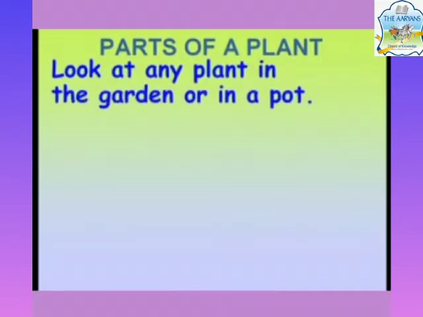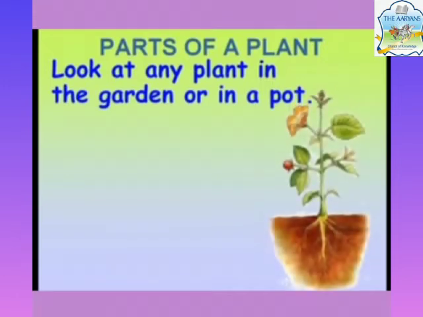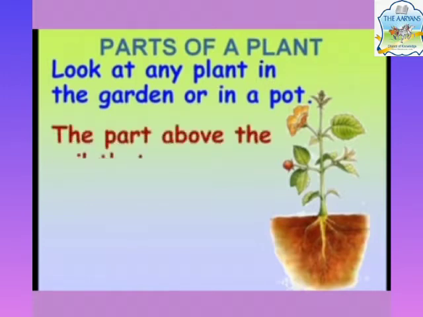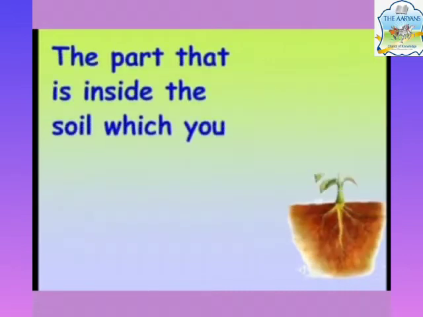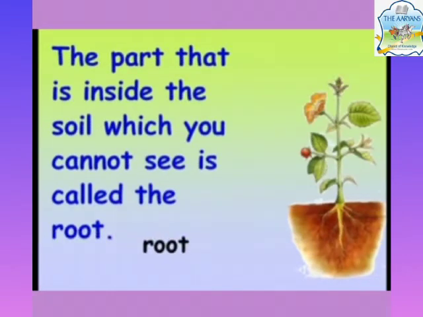Look at any plant in the garden or in a pot. You can see the part above the soil is called the shoot. Clear? And the part that is inside the soil, which you cannot see, is called the root. Clear?